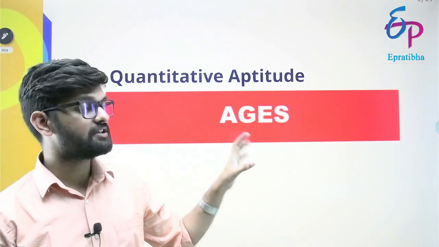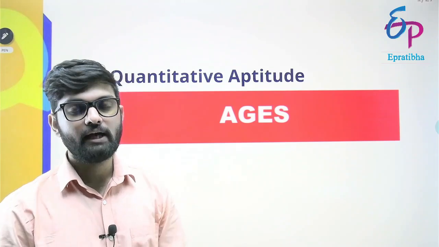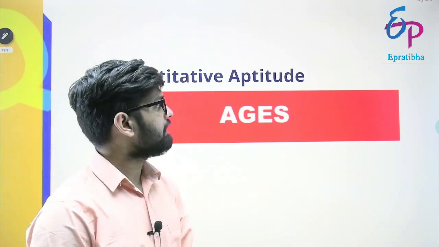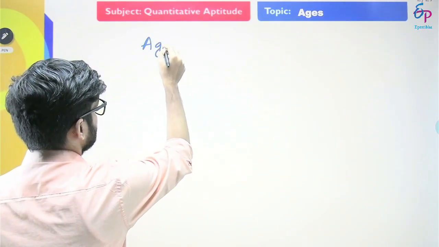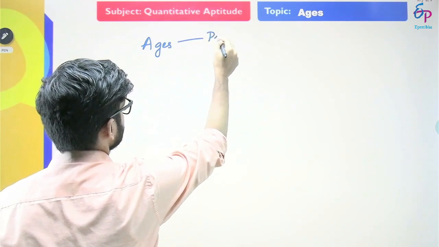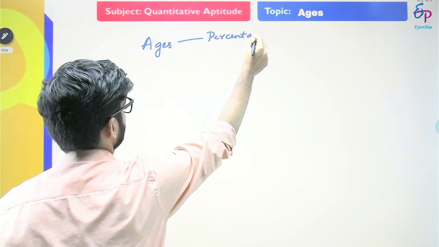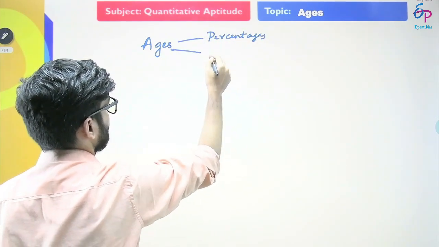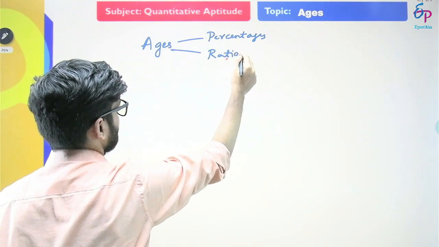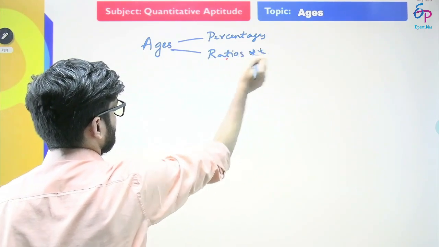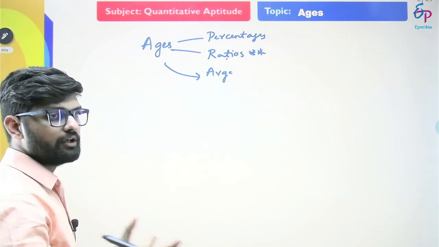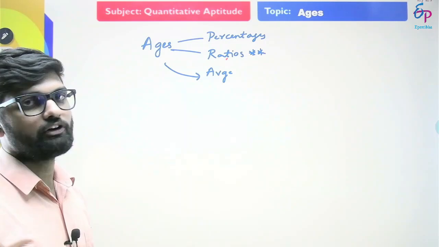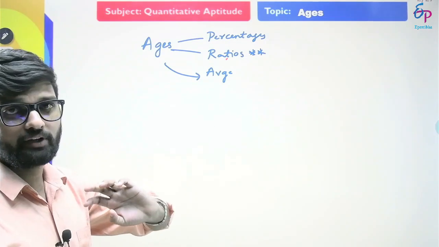In this video we are going to discuss some of the important model questions on the ages topic. So let's start. In the ages topic you will generally be asked three types of questions: questions on percentages, on ratios (ratios is very important), and on averages. Based on percentages they might ask, based on ratios they might ask, or based on averages.